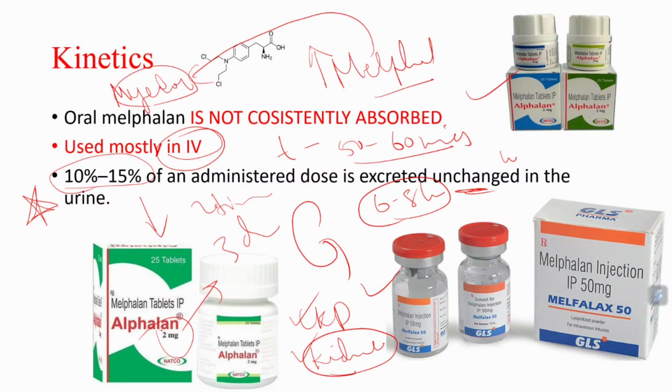Okay, melphalan tablets, if 2 mg is given, 3 times a day can be given, or 2 times a day can be given. So based on the frequency and all, we can try to decrease the dose. So 10 to 15%, because 10 to 15% is directly excreted in unchanged form. That's why I'm telling. Okay, you understood? I think you understood this important kinetic point.